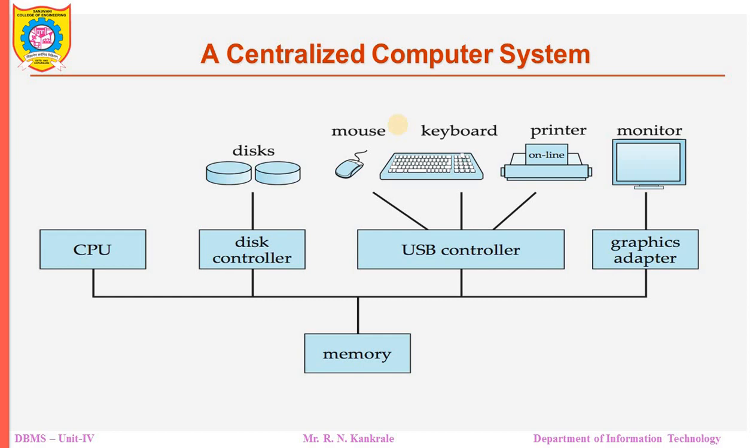Although most general purpose computer systems in use today have multiple processors, they have coarse granularity parallelism. We will learn what coarse granularity parallelism is. This centralized computer system connected with a single bus has a CPU, disk controllers, may have one or two disks, a USB controller, that is input output devices, a graphics adapter with output display, and memory.